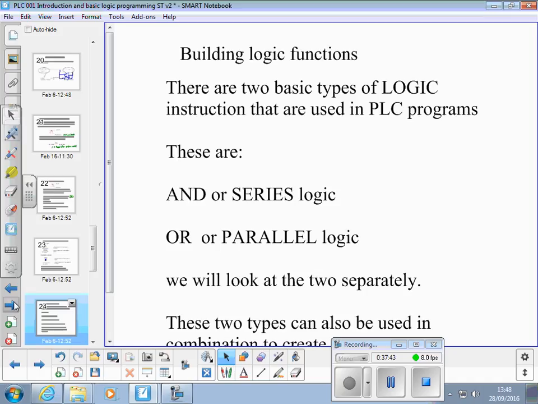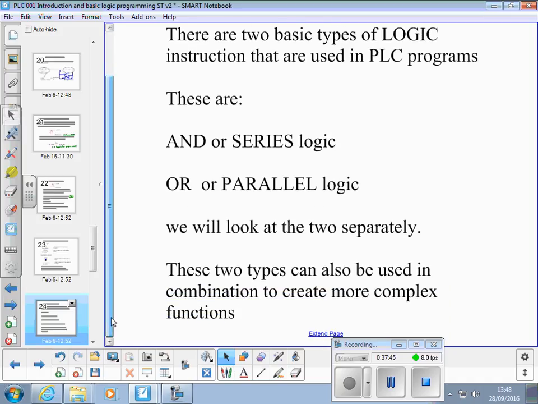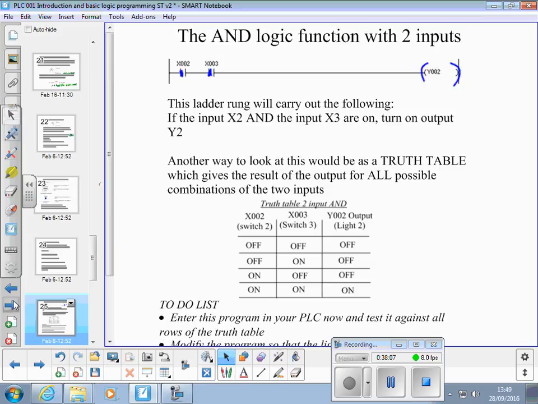We'll look at the two separately, then they can actually be combined and used in combination to create more complex logic functions, and also you can use the inverses, the normally closed AND and normally closed OR. And in your notes there are exercises for you to have a go at each. So the first one of those is AND.